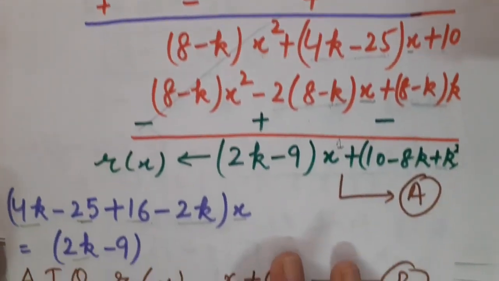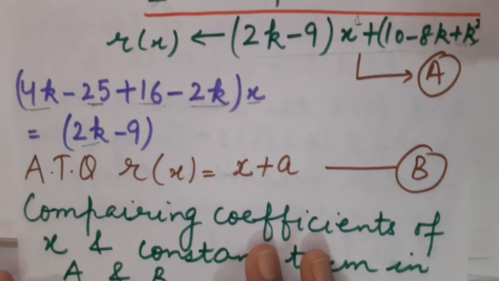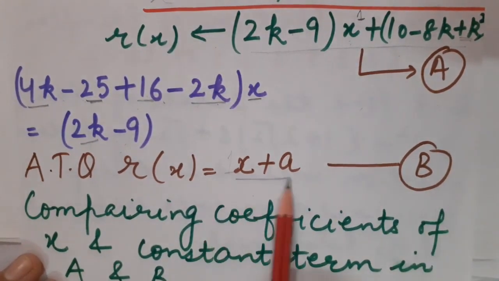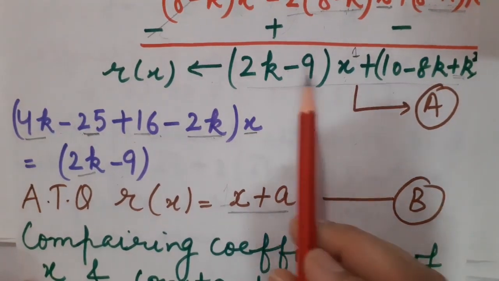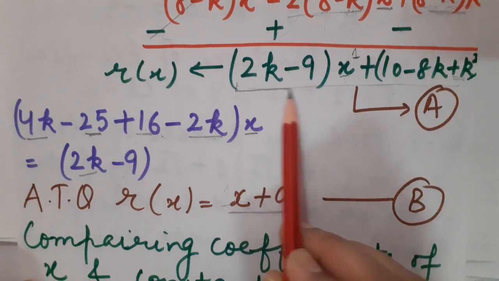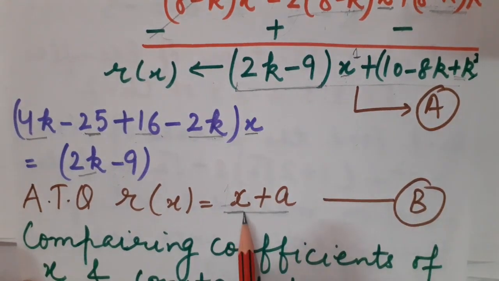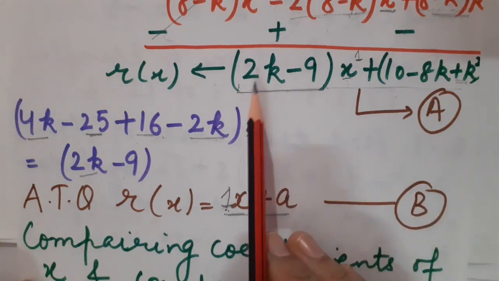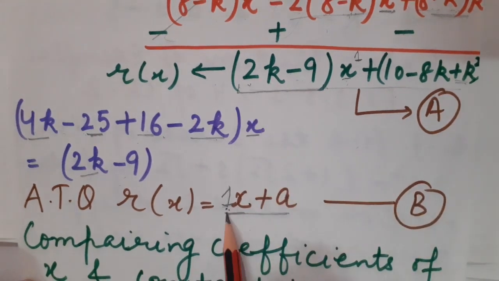Correct, children? So now what we have to do, we have to just compare this remainder which we have got after division with the given remainder, that is x plus a. How to compare? Definitely the numerical coefficient of x will be compared with the numerical coefficient of x. What is here? This is 1 actually. Fine. So can I write 2k minus 9 is equal to 1?